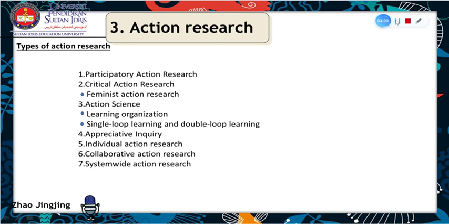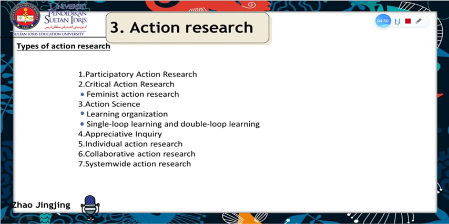In single loop learning, you are taking a small problem and you are trying to solve it. A lot of the time, action science begins with single loop learning, solving a small problem, and then if you are applying what you found from that small problem to a large system, this is double loop learning. So, double loop learning is taking what you've learned from this smaller problem and applying it to a large system.